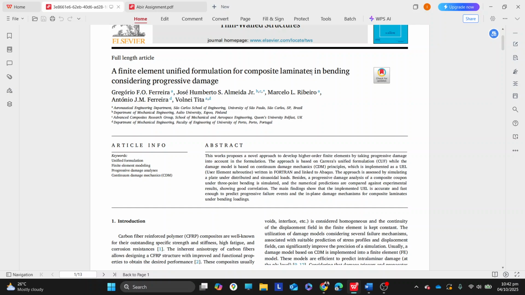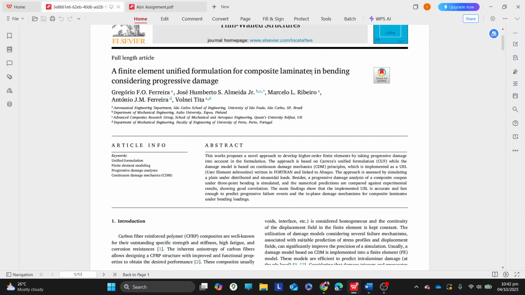To validate this method, the authors tested two kinds of cases. First, they analyzed benchmark problems such as laminated plates under sinusoidal and distributed loads. Secondly, they modeled a 3-point bending test of a composite coupon and compared the result with experimental data. In both cases, the CUF-based approach was able to predict stresses, displacements, and the progression of damage with strong accuracy, while also cutting down on computational time.